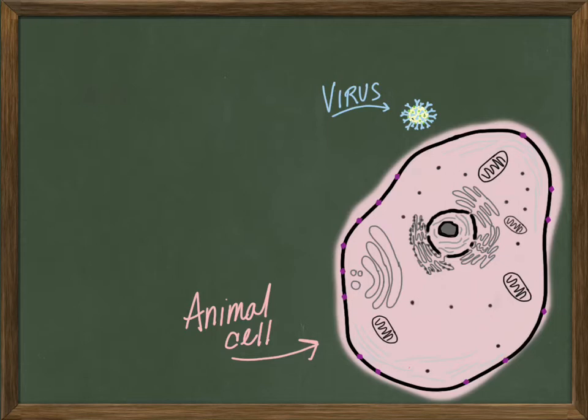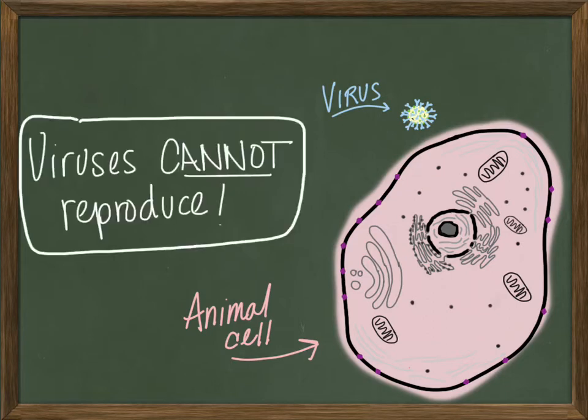Hey, there's a generic animal cell. It could be yours or mine or an earthworm's or a ladybug's or a coyote's or a bluegill's, but it's a general animal cell, and there is a virus. Now, how do viruses infect a creature?